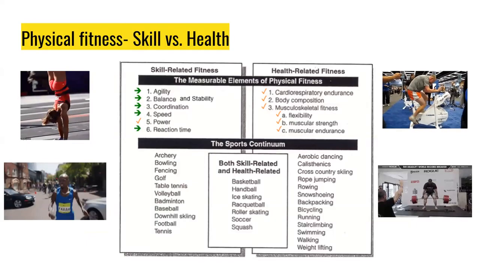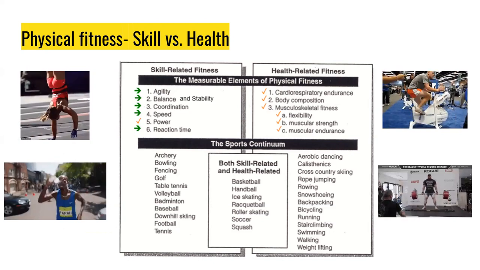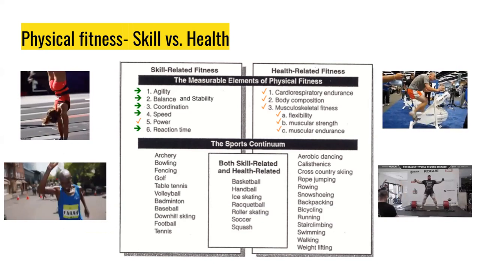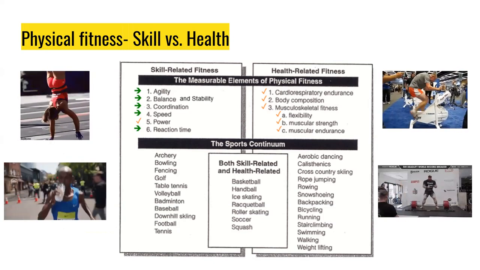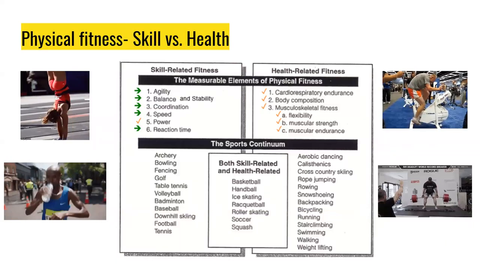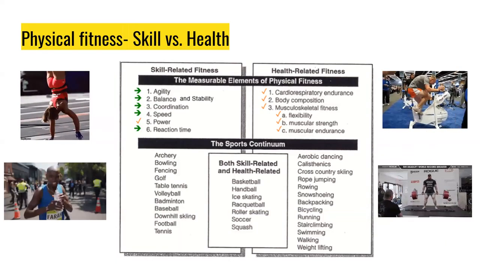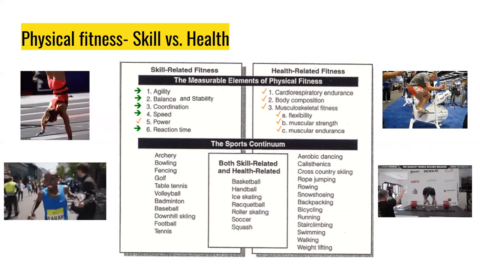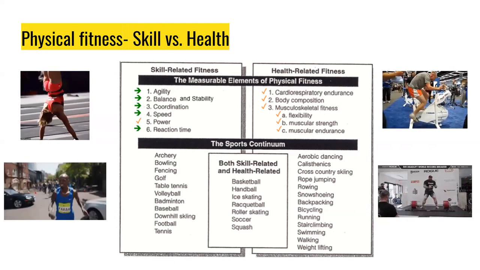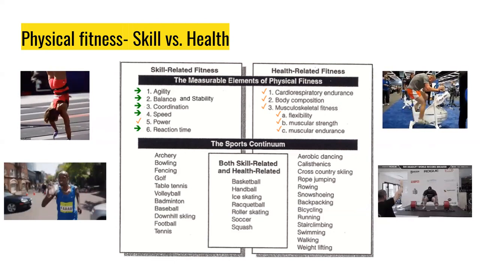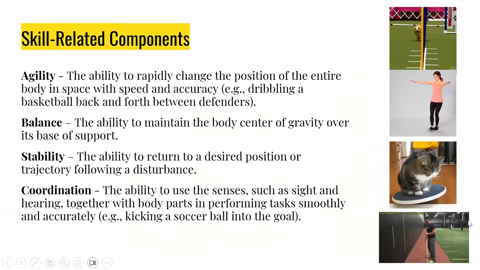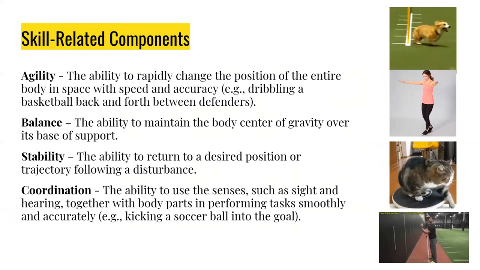So this is an overview of the tests that we have performed throughout the semester. We have performed the health-related fitness tests to determine cardiorespiratory fitness, body composition, and musculoskeletal fitness, also flexibility, and we tested muscular endurance, strength, and power. For this week, we're going to be performing the skill-related fitness tests. We're going to look at agility, balance and stability, coordination, speed, and reaction time. These are your skill-related components.